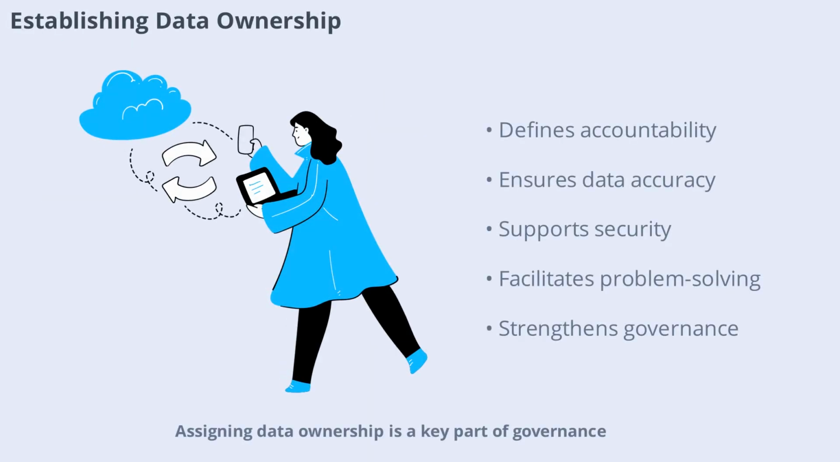Assigning data ownership is a key part of governance. Data owners are responsible for specific sets of data, ensuring they are accurate, secure, and compliant. This clear accountability helps prevent confusion and ensures that issues are addressed quickly. Data owners work closely with other teams to maintain high standards and resolve problems as they arise. By defining ownership, organizations create a strong foundation for effective data governance.